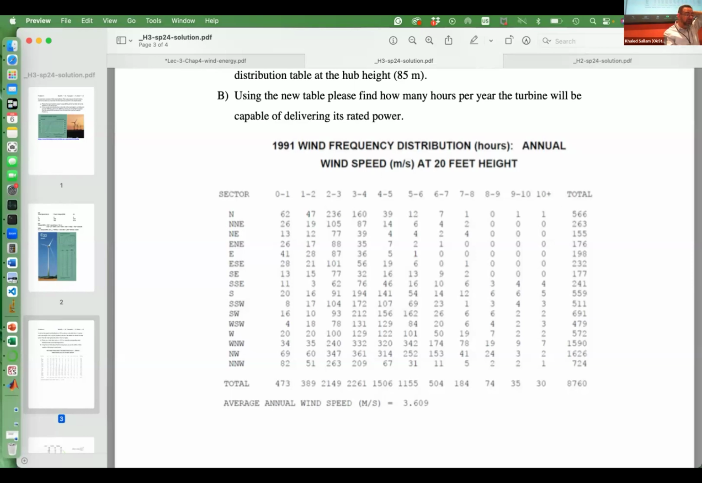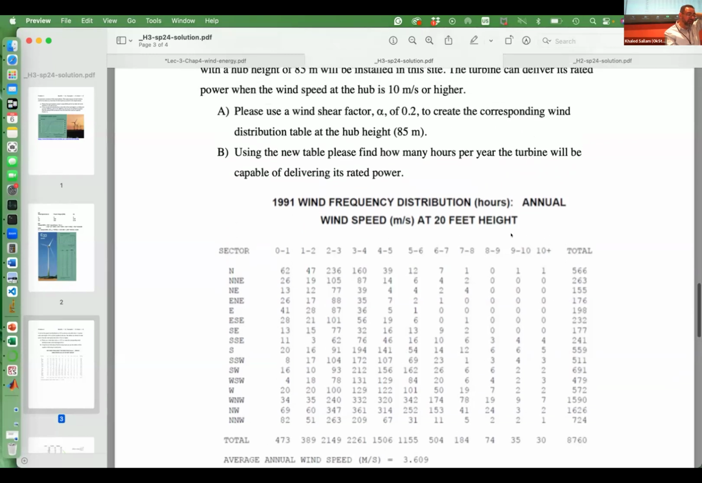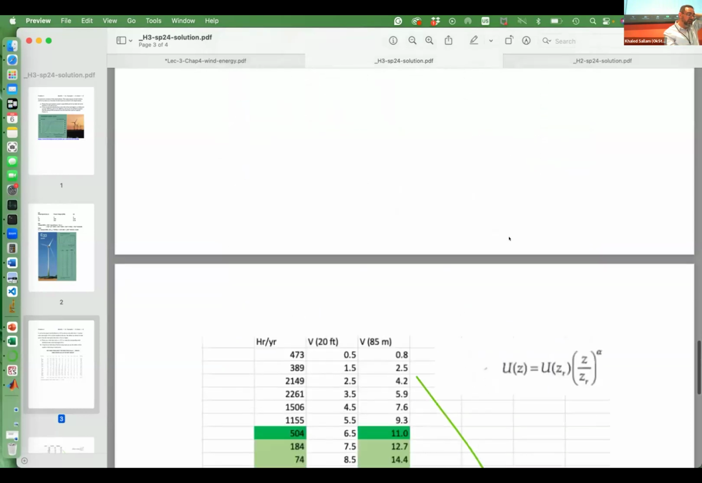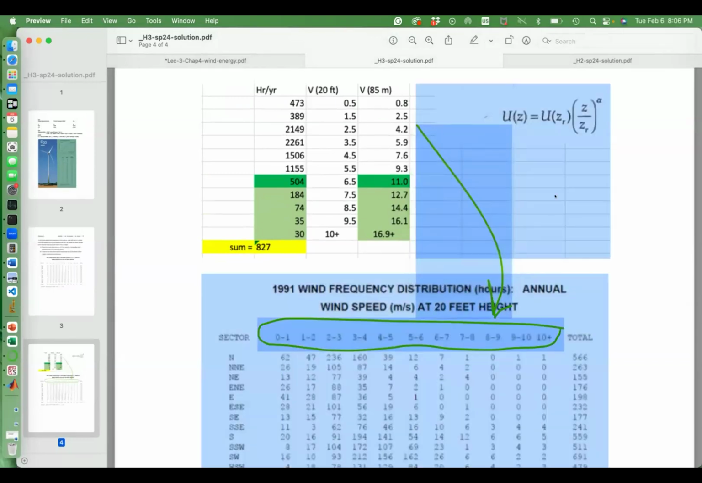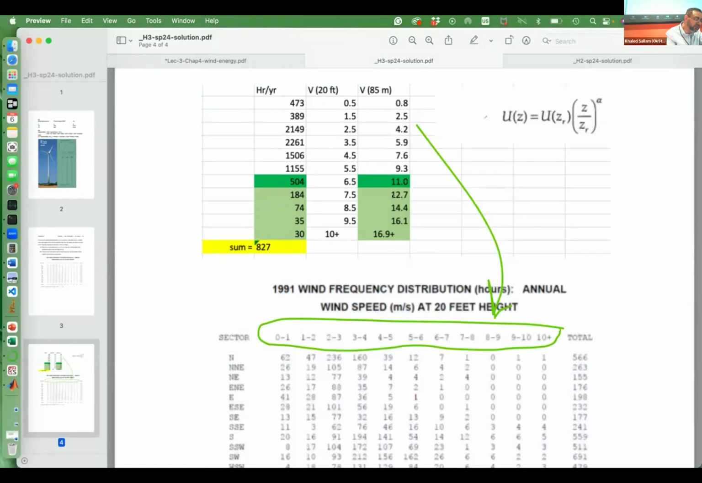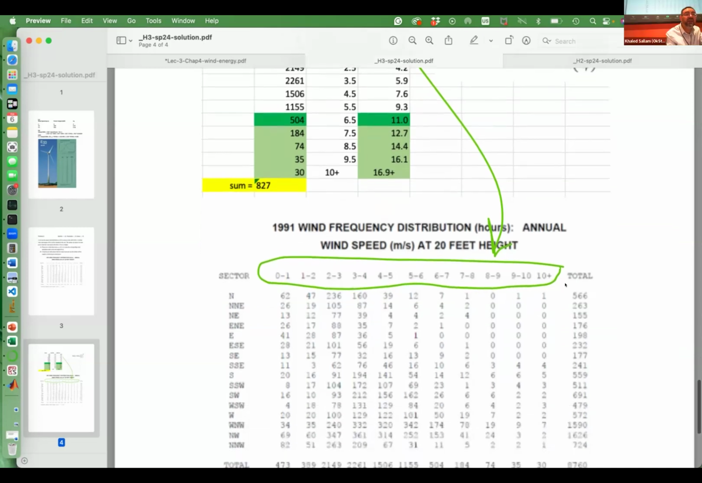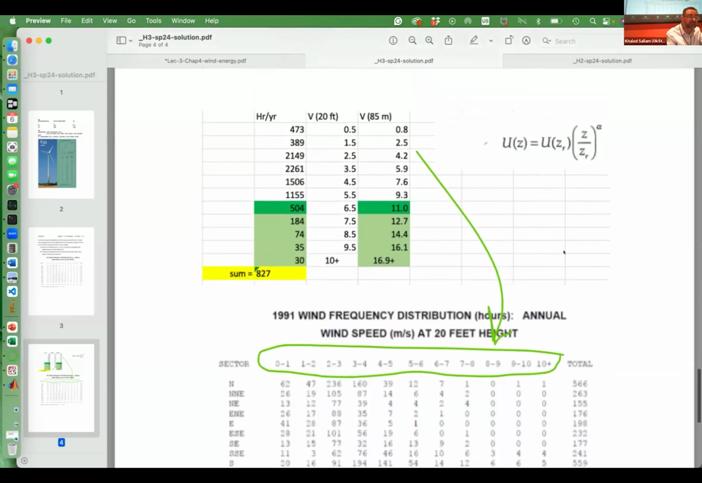So all we need to do when he said, give me a new table at 85, is just change this, right? So when I change that velocity, the 0.5 becomes 0.8, the 1.5 becomes 2.5. So those numbers from 0.8 to 16.9 will replace those numbers. Same table, but just with different labels. Make sense? How did I make that jump? That equation: U over U is Z over Z to the power alpha.